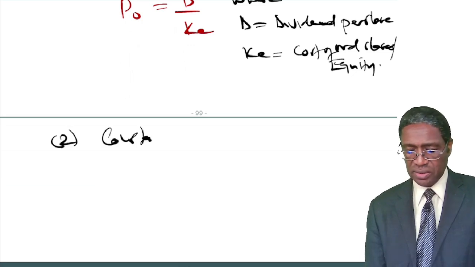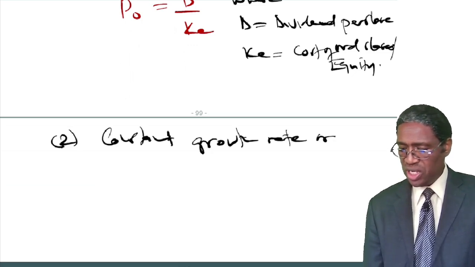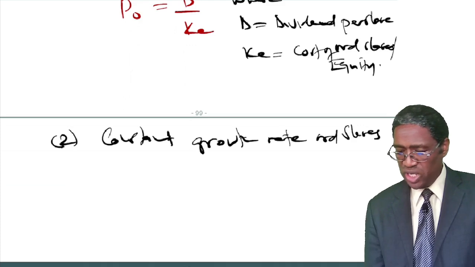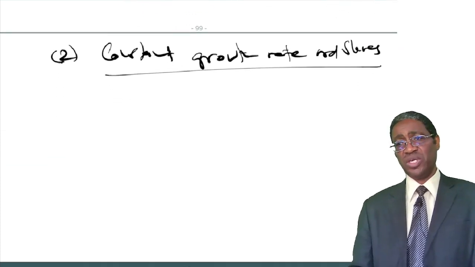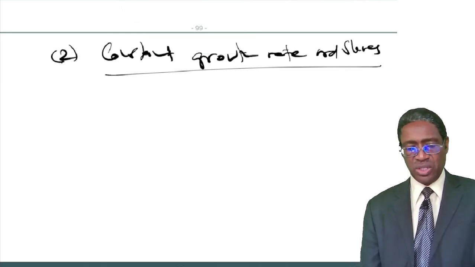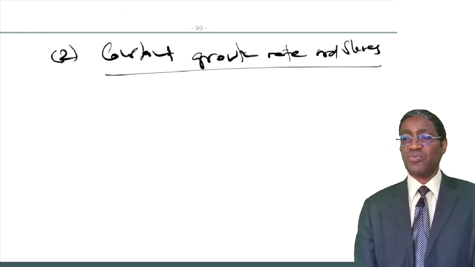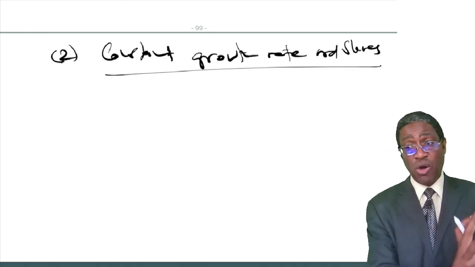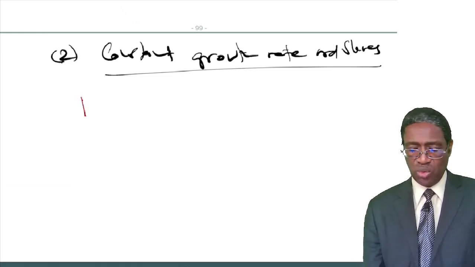Number two, constant growth rate ordinary shares. How do we get their value where we have a constant dividend growth rate? Again, I'm not asking you to recall the cost of capital for this category. Remember, I was using the recall of the cost to derive the formula. But now you can just quote the formula.